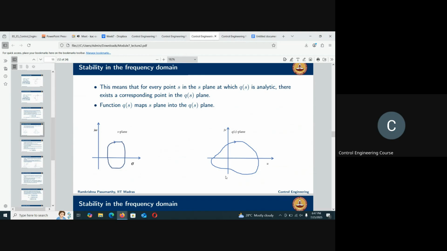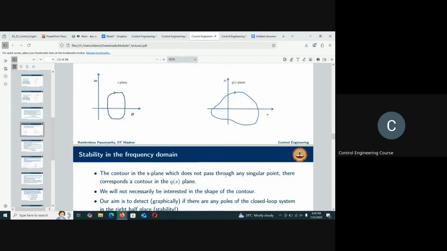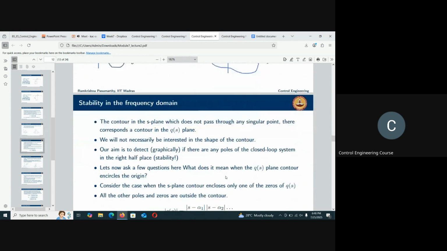Are you understanding what this plot means? I can't directly plot complex functions together. I need 4 dimensions for that. So I will choose particular paths in the S plane, and then I'll plot their corresponding mapping into the Q of S plane. Is this clear or not? Yes, sir. See, you have to tell me that, otherwise I'll explain again. Nothing shy about that.